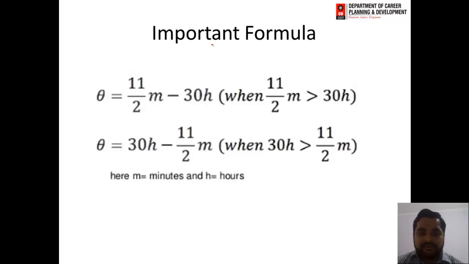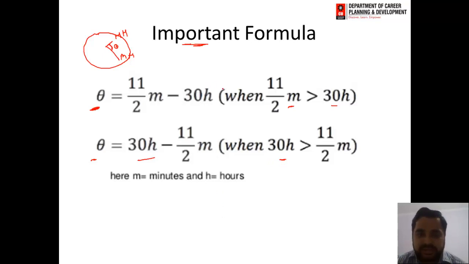After that we have an important formula, that is theta. Suppose in a clock there is some time, with the hour hand here and the minute hand on this side; the angle between the hour hand and minute hand is considered as theta. So what is the formula for theta? Theta is 11 by 2 m minus 30h, when 11 by 2 m is greater than 30h, or theta is equal to 30h minus 11 by 2 m when 30h is greater than 11 by 2 m.